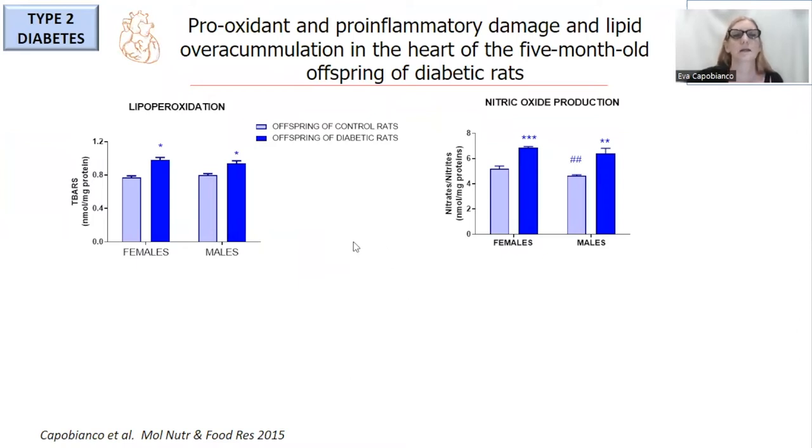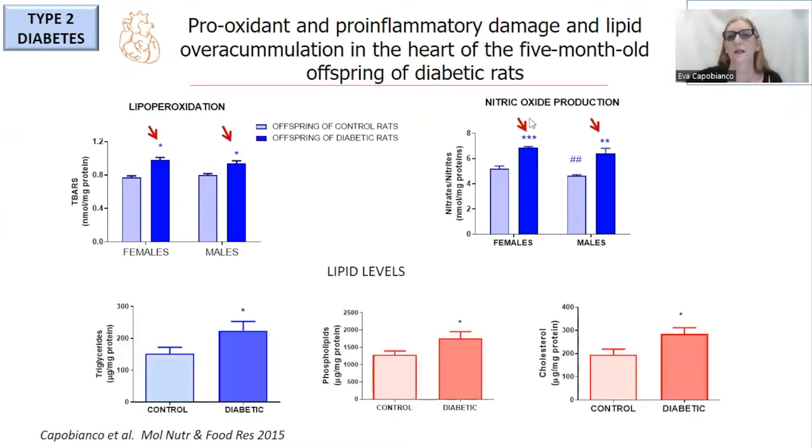Then we studied the pro-oxidant and pro-inflammatory damage in males and females, and we found an increase in lipoperoxidation, and an increase in nitric oxide production, as well as alterations in lipid levels. We found an increase in triglycerides in the heart of males, and increases in phospholipids and cholesterol in the heart of females.